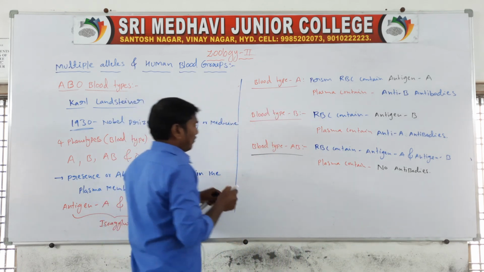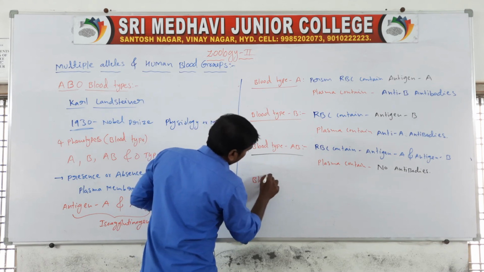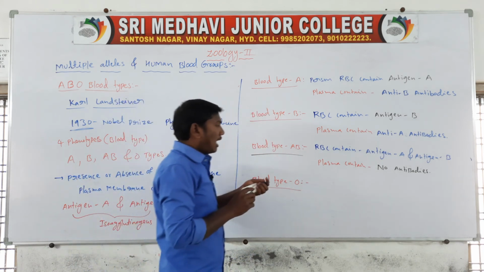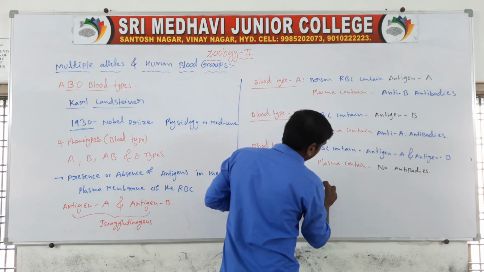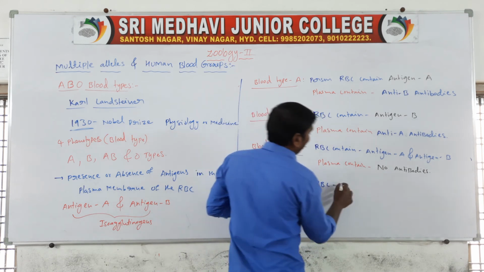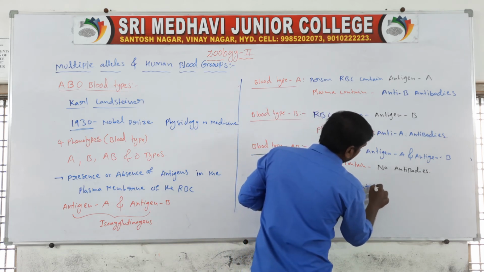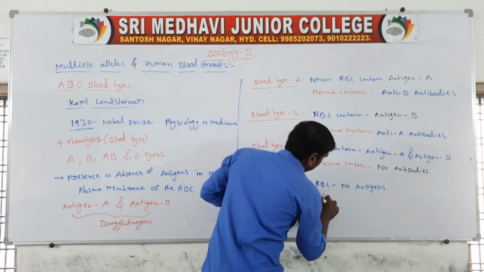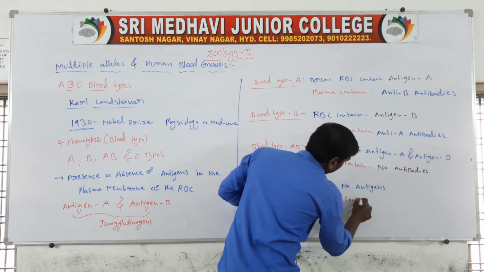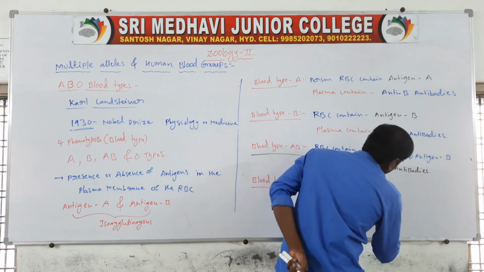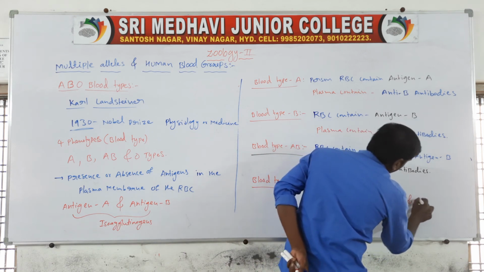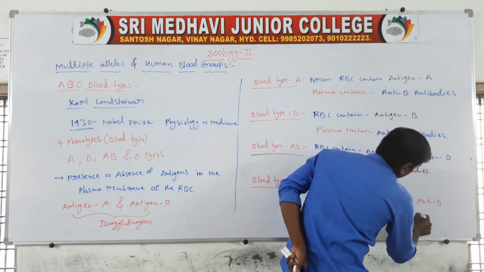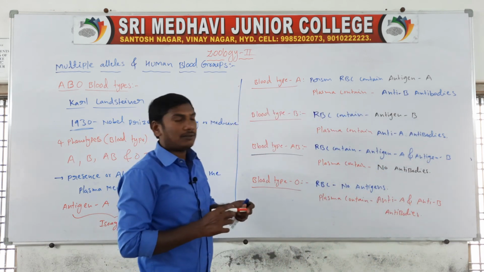Next, blood type O. In a person with blood type O, the red blood cells contain no antigens, and the plasma contains both anti-A and anti-B antibodies. These are the blood types.